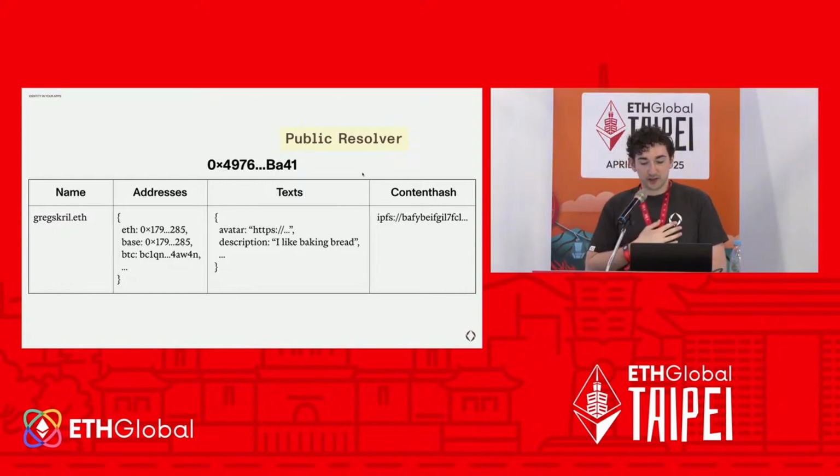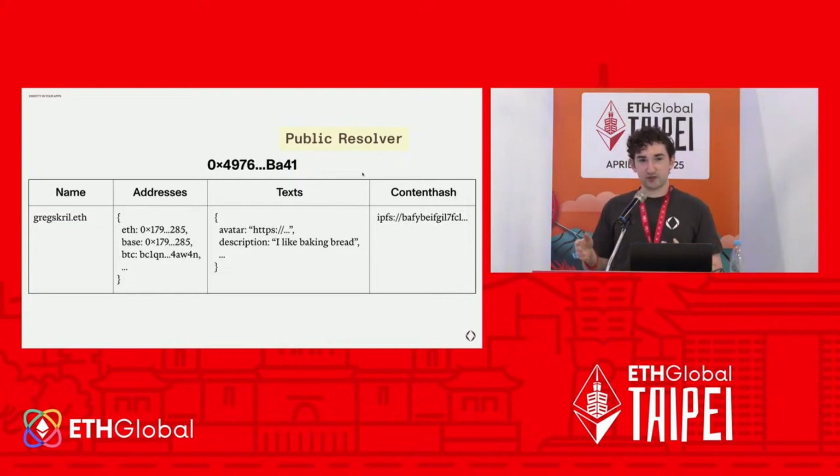So gregskril.eth, I use what is called the public resolver. It's just the default resolver whenever you register a name. And this stores records on chain. So each of these items, my ETH address, my base address, my Bitcoin address, are all stored on mainnet Ethereum in smart contract storage. So that comes with gas fees and all the like.